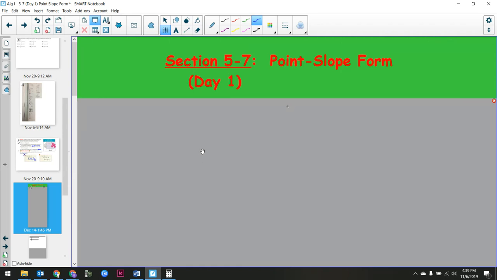All right, so get out your guided notes here. We're going to go through each problem here in the guided notes. Okay, now this is point slope form.